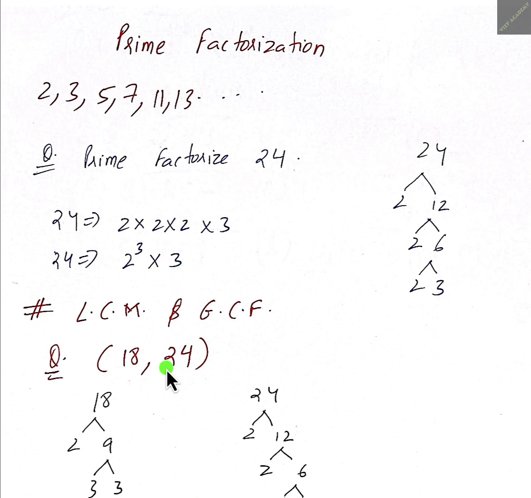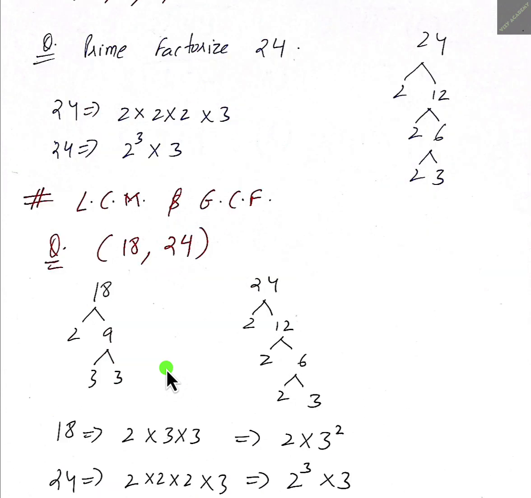The pair of numbers we are using here is 18 and 24. First let us prime factorize 18. 18 can be prime factorized with the smallest prime number, that is 2. So 2 times 9 is 18, and 9 being an odd number is still divisible by 3. It can be written down as 3 times 3.